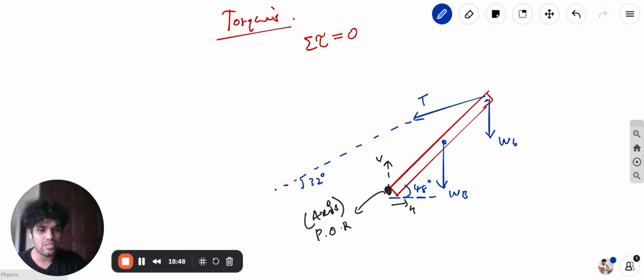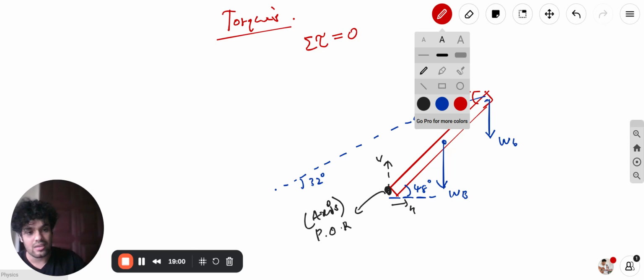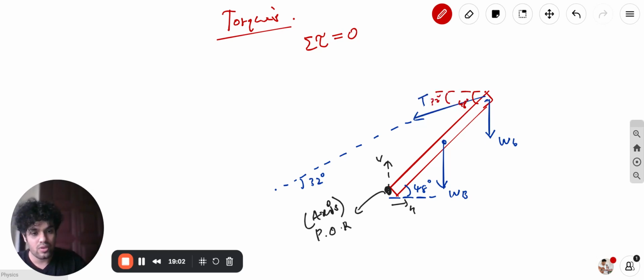Net torques acting on the system. So here, this is 32, which makes, let's see, this entire angle was 48, right? And we have this angle is equal to 32. This angle is equal to 32. So this will be 48 minus 32.